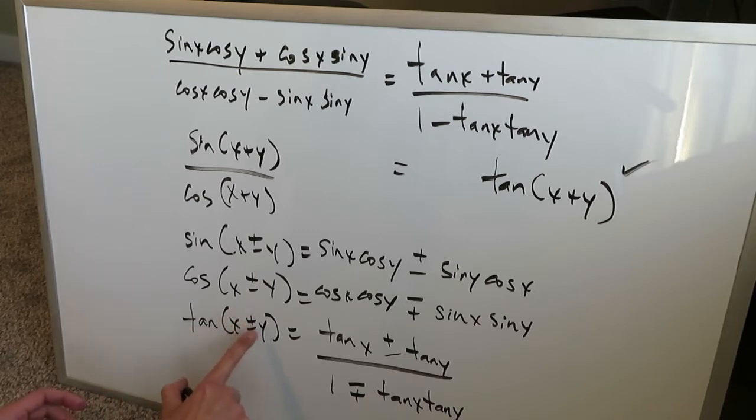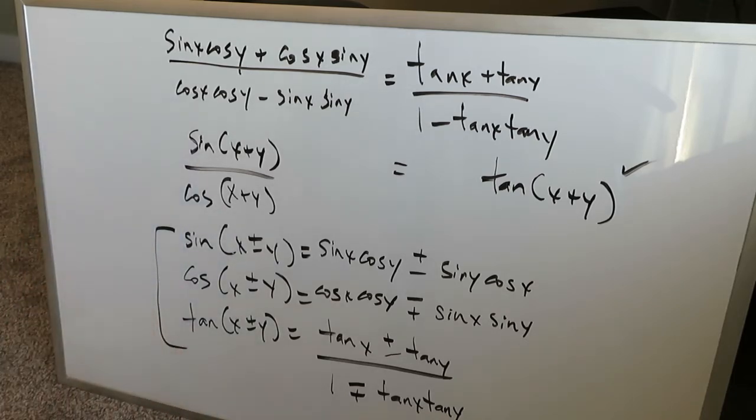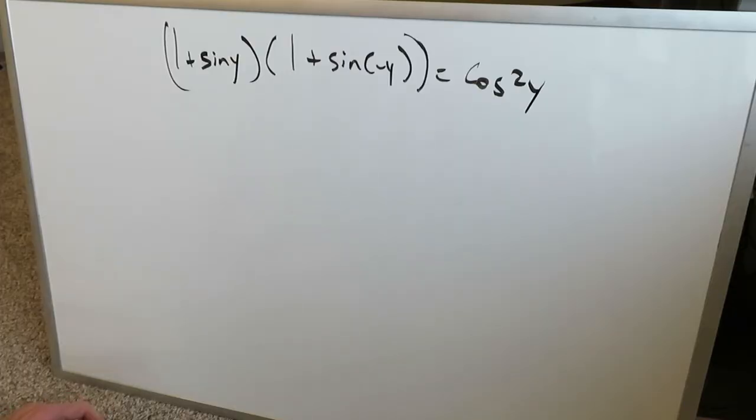Tan x plus y is equal to tan x plus tan y divided by 1 minus tan x tan y. And tan x minus y is equal to tan x minus tan y divided by 1 plus tan x tan y. So these are the 3 sum and difference formulas you should be aware of, because they can pop up in these identity questions. So let's keep this fun going.